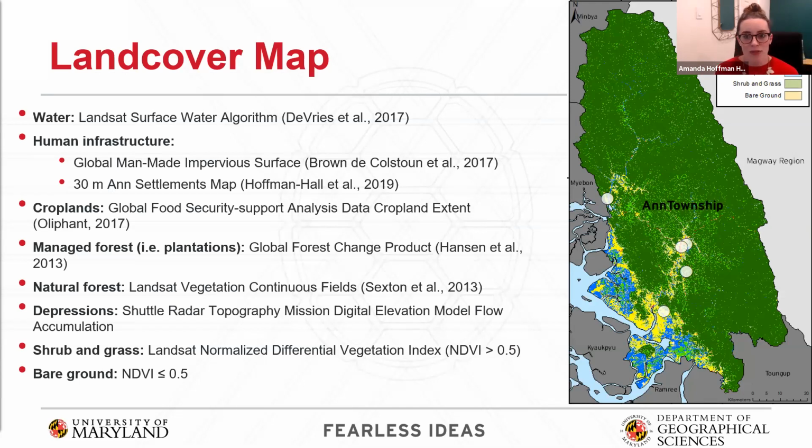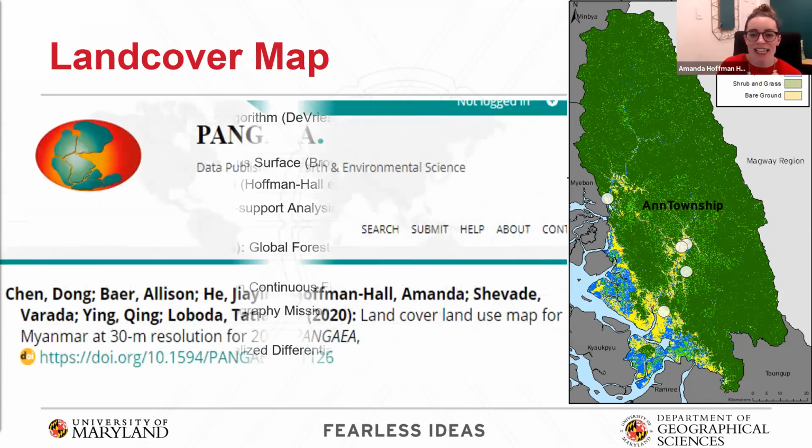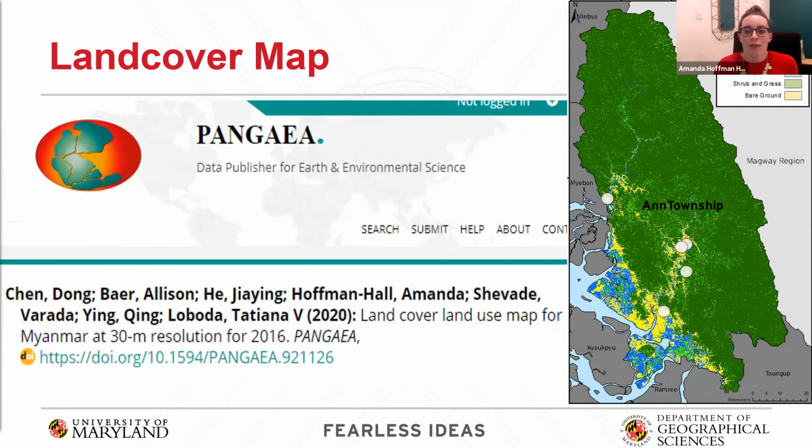My team here at University of Maryland created a 30-meter spatial resolution land cover map for all of Myanmar by fusing data layers that we produced using machine learning algorithms with existing remotely sensed data sets. The 30-meter land cover map of Myanmar is actually publicly available via the Pangea repository if you're working in this area and interested in using it.